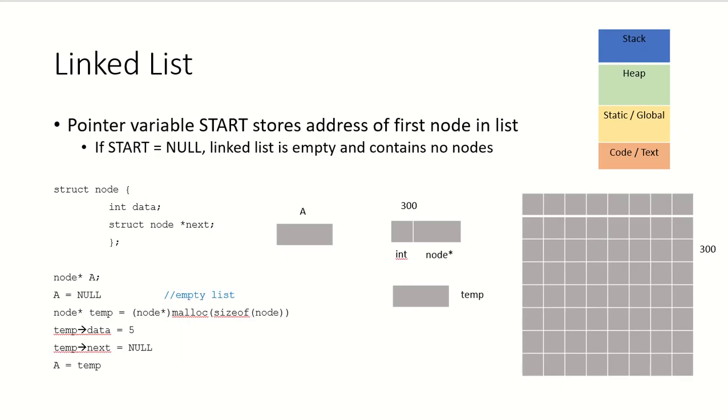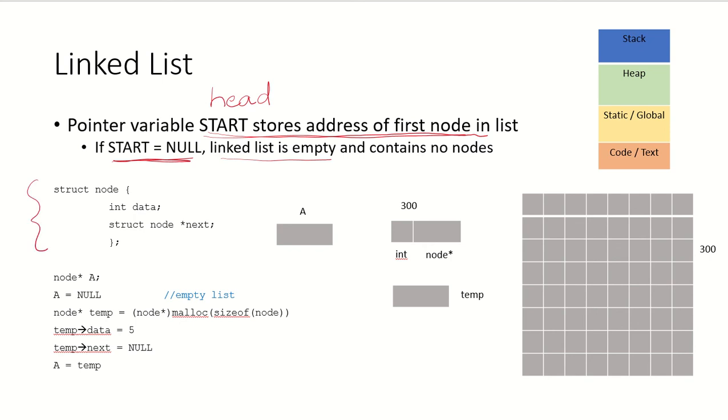We have a pointer variable start which stores the address of the first node in the list. Many times you will see it being called head, but you can use any terminology or any variable to store the address of the first node. If the start value is null, that means the linked list is empty and it contains no nodes.